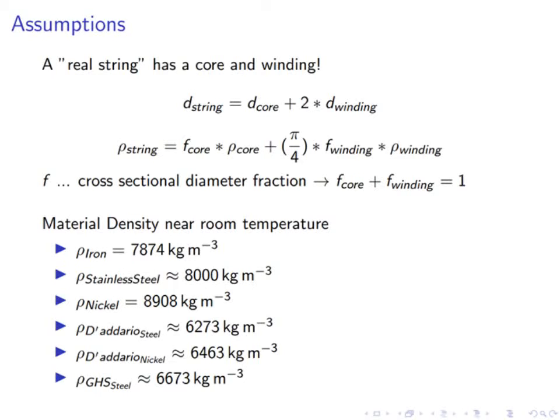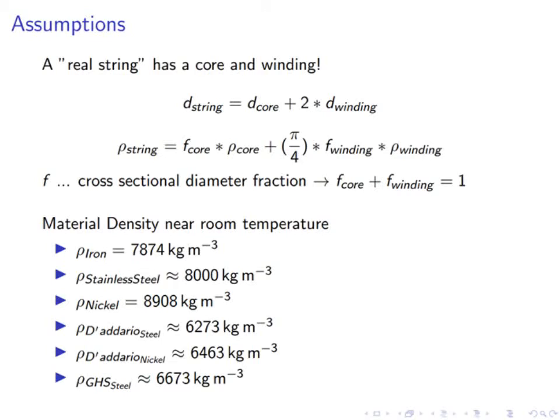Here are some assumptions. The real string is made up of a core and winding, and what I've been presenting up till now is a string made up of a really long 100% dense cylinder. We know that the density of iron is about 7.8 grams per cubic centimeter, stainless steel is about 8, density of nickel is about 8.9. But if we want the density of real strings made up of steel or nickel, we have to bear in mind that a string is not 100% dense.